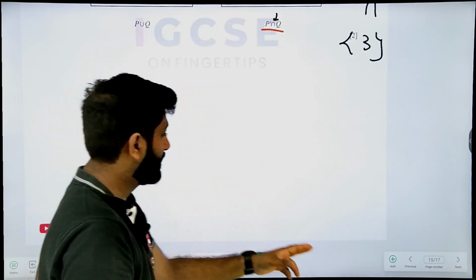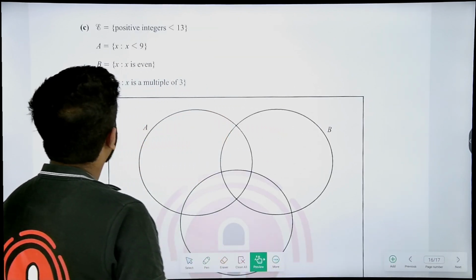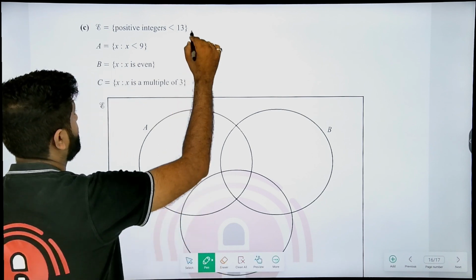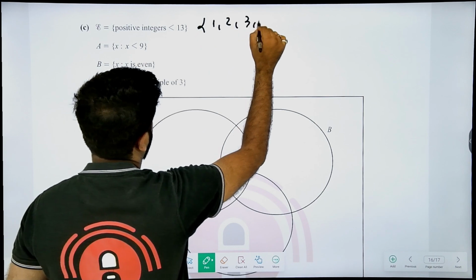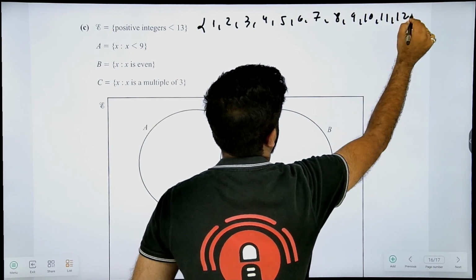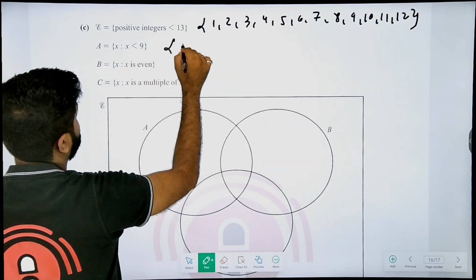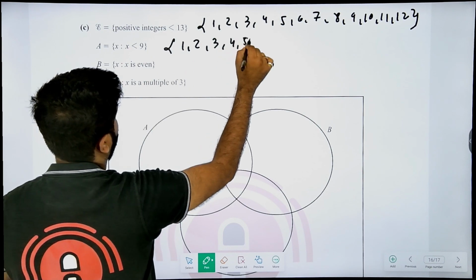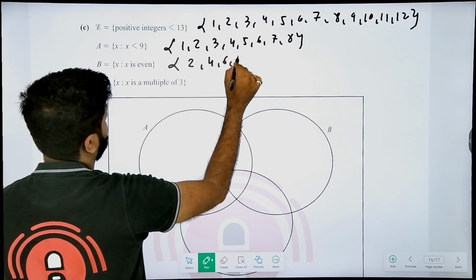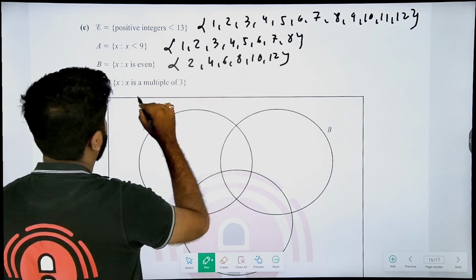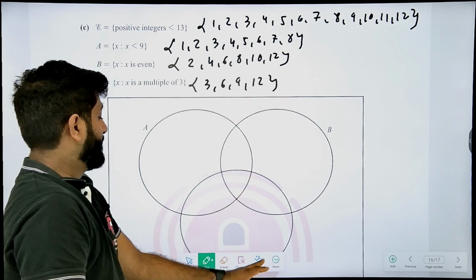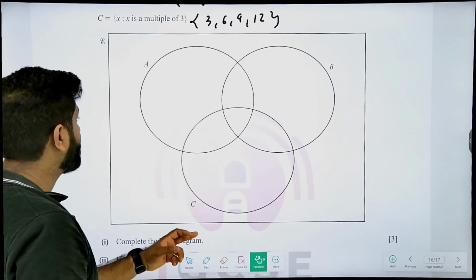Right? Going towards the next page, I have x is a positive integer less than 13, which means 1, 2, 3, 4, 5, 6, 7, 8, 9, 10, 11 and 12. B: x is a number less than 9, so 1, 2, 3, 4, 5, 6, 7 and 8. x is even, so 2, 4, 6, 8, 10, 12. Multiple of 3, so 3, 6, 9 and 12. Now I think I'll have to complete the Venn diagram.